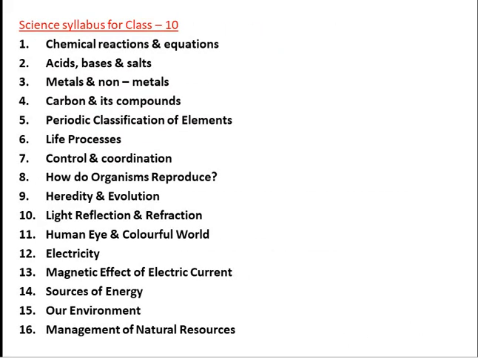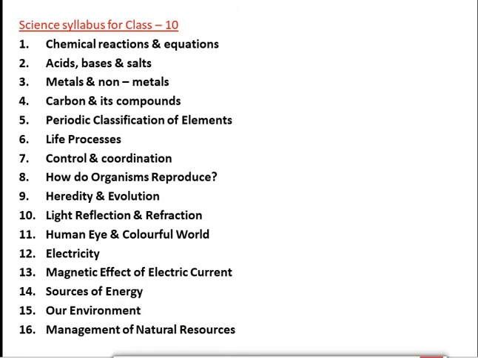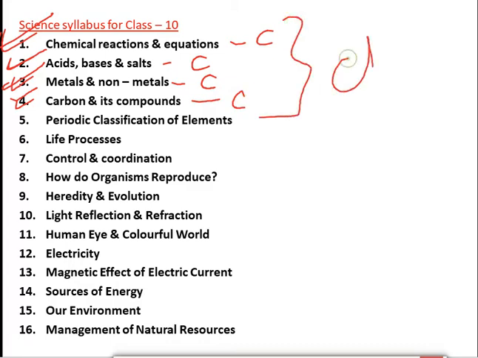Okay, so let's have a quick look at the chapters which we have to do for class 10th science. The first chapter is chemical reactions and equations. This chapter is from the chemistry section. Second, acids, bases and salts. This is also from chemistry. Metals and non-metals. It is also from chemistry. Carbon and its compounds. This chapter is also from chemistry. So altogether 4 chapters which we have from the chemistry section.